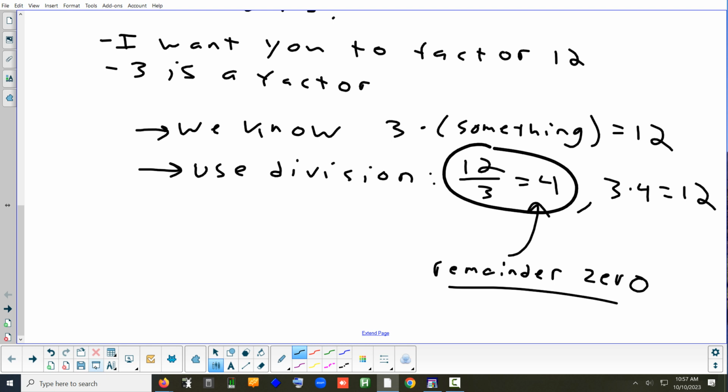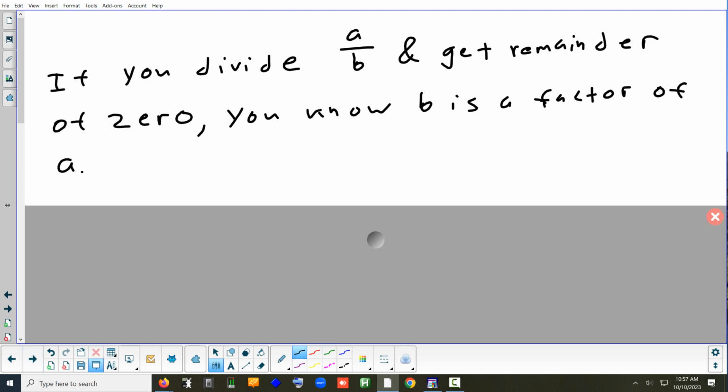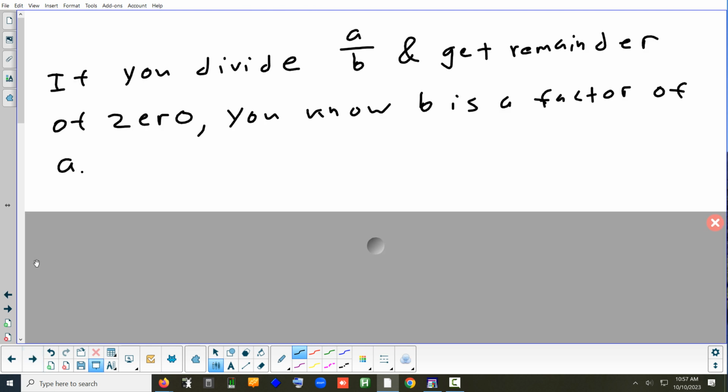Any questions on that idea? I basically just said that too. So if you divide two things and you get a remainder of 0, then you know what you divided by is a factor of the numerator. Exactly what you just said.